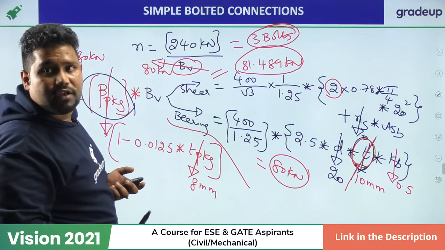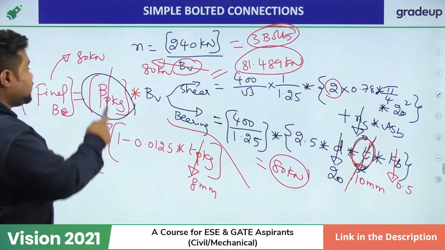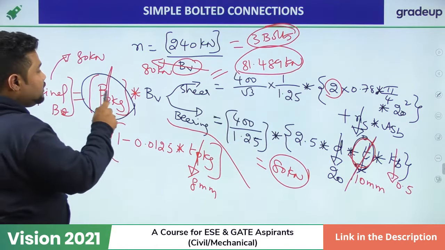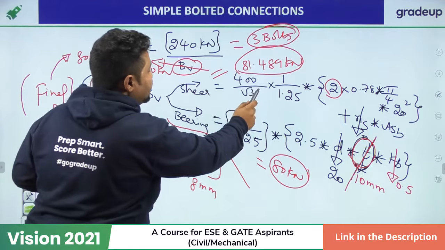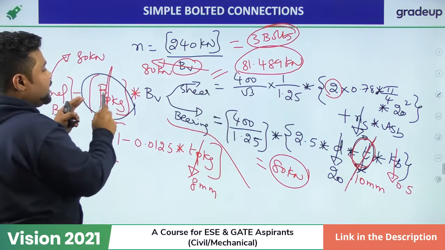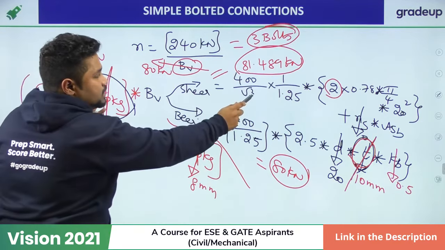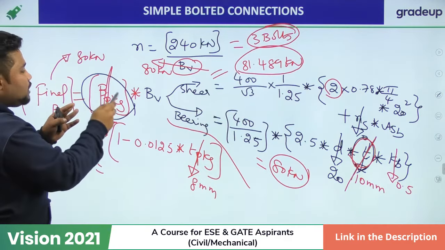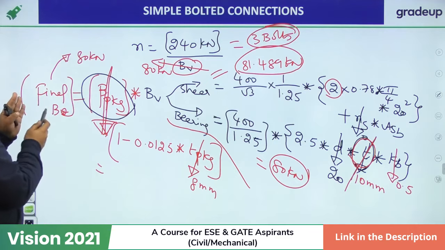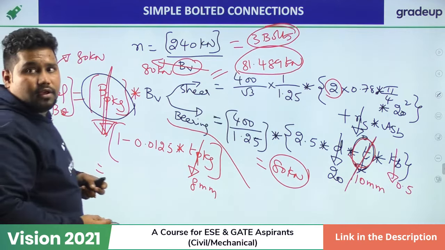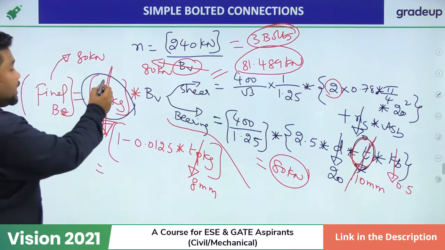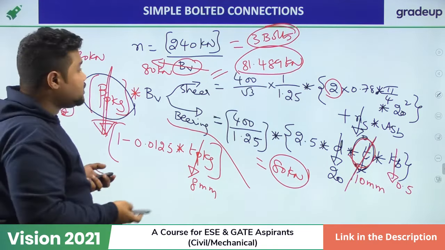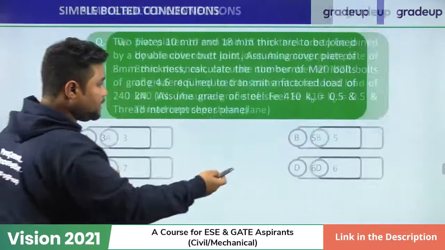I had already done. Sir, where is the reduction factor? Reduction factor I already multiplied. Here 1 minus 0.0125, that value multiplied by this. I am saying beta pk should be multiplied by this shear value or bearing value, and after multiplying that one only I will get the final bolt value. Okay, right. So you can see it here, Shivam, this is the reduction factor. So 3 is the answer. So directly you can pick.